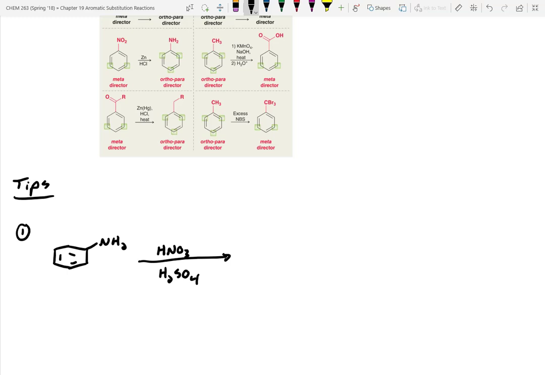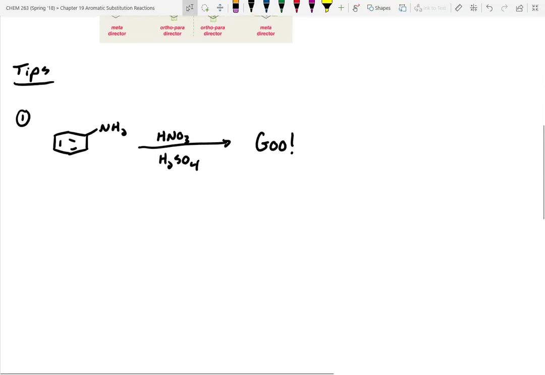A little bit weird. The reality is it just forms goo. Tricked you. Nitrating anilines is really hard. Oftentimes what you get out of your reaction is polyaniline, which is just an oligomeric goo. It's not a very good reaction. Part of the problem is the nitrogen on here can act as a base, steal a proton, and it just goes all haywire very, very quickly. So try to avoid doing that reaction.